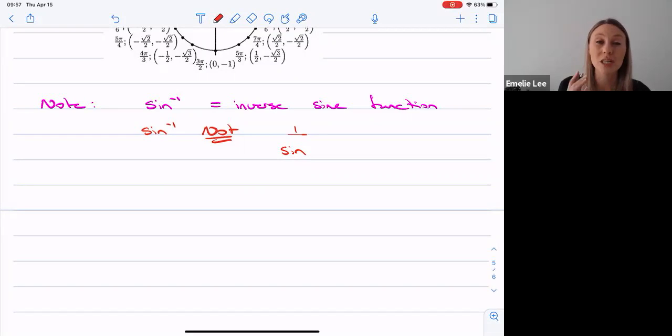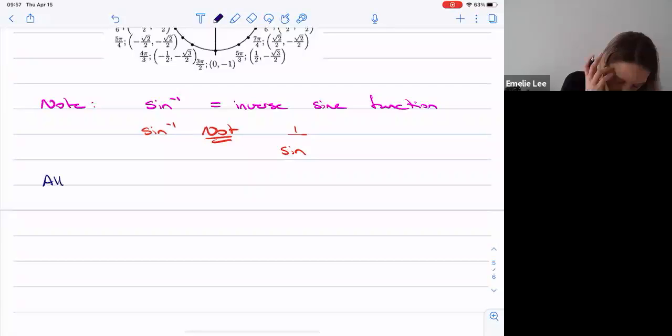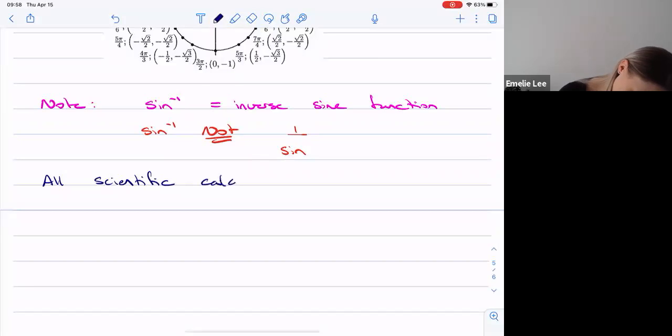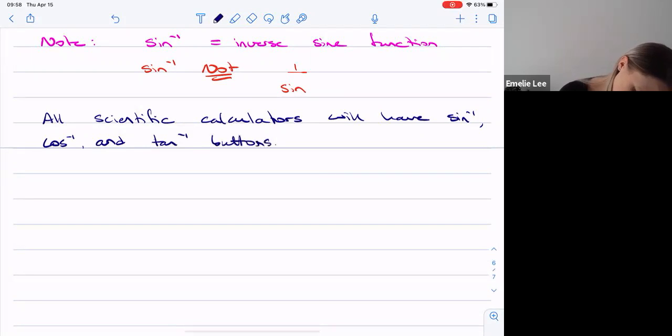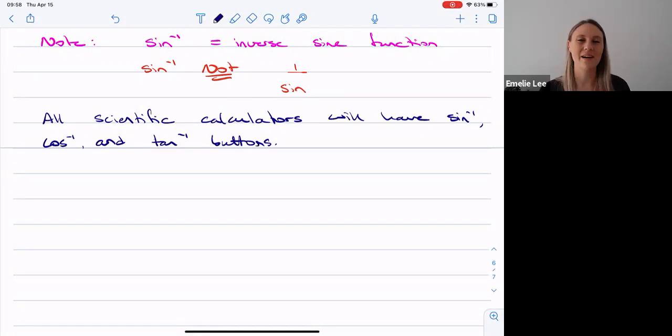The inverse sine function is something else, and most calculators, in fact, I'm going to say all scientific calculators, even basic scientific calculators, will have sine inverse, cos inverse, and tan inverse buttons. So they will have all those buttons.